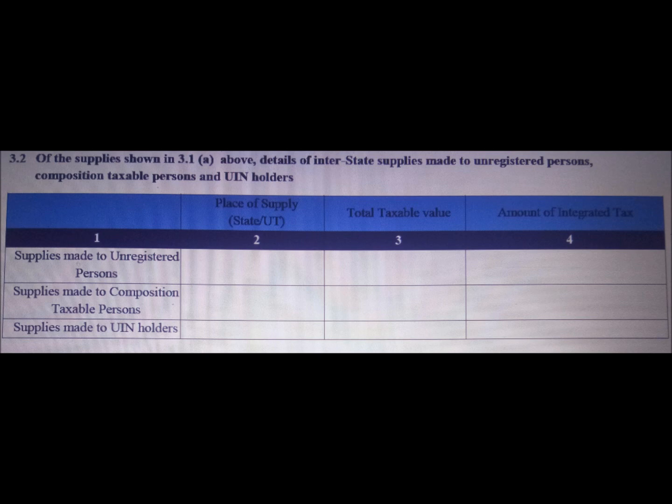In GSTR 3b, there is only one table, table 3.2. In 3.2, taxpayer is required to give details of interstate supplies made to unregistered person, composition taxable person, and UIN holder. Now, department has observed a number of taxpayers are not giving information in table 3.2 of GSTR 3b. However, they are giving this information in table 7b of GSTR 1.